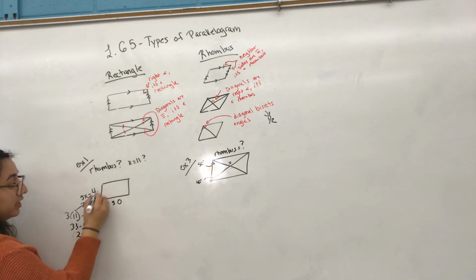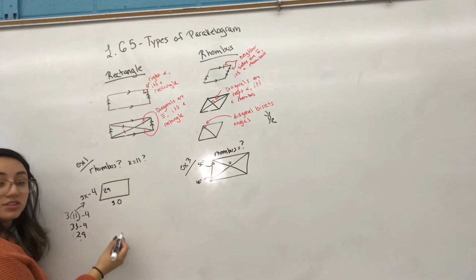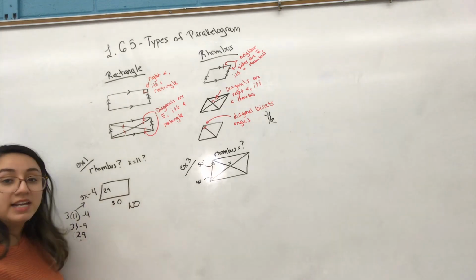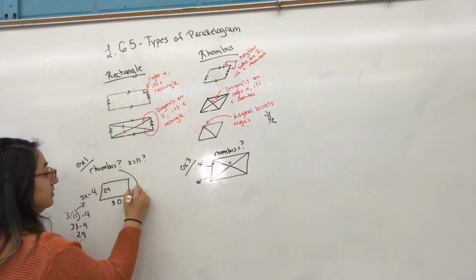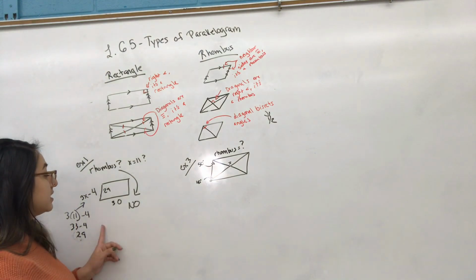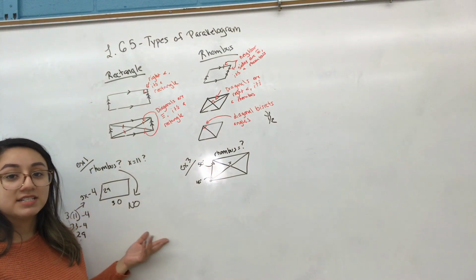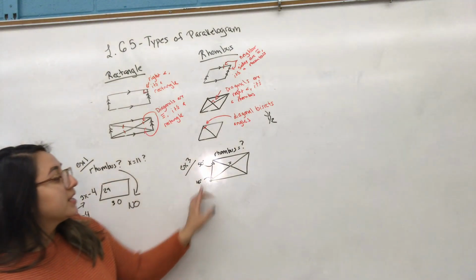So one side is 29 and the other side is 30. No, it's not a rhombus. So it's a rhombus? Nope. Because the sides are not congruent, the sides are not the same number. Example 3, and then we're done.